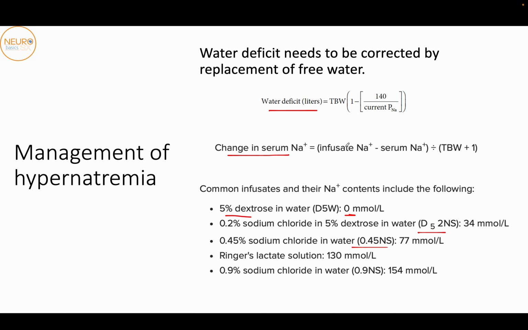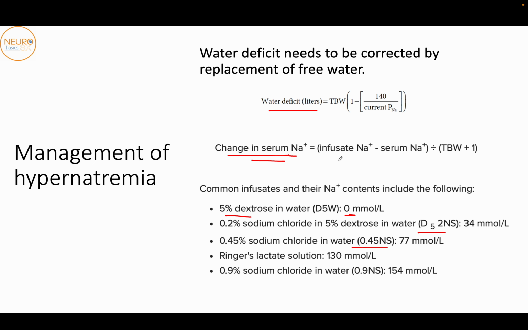So the basic idea there is you take the infused sodium level, which, for example, if you're using half NS would be 77, subtract the serum sodium level, and divide it by the total body water plus 1. That will tell you how much change in serum sodium would happen from 1 liter of half NS, and how much of this half NS you have to infuse to get a 10 milliequivalents per liter change in serum sodium.